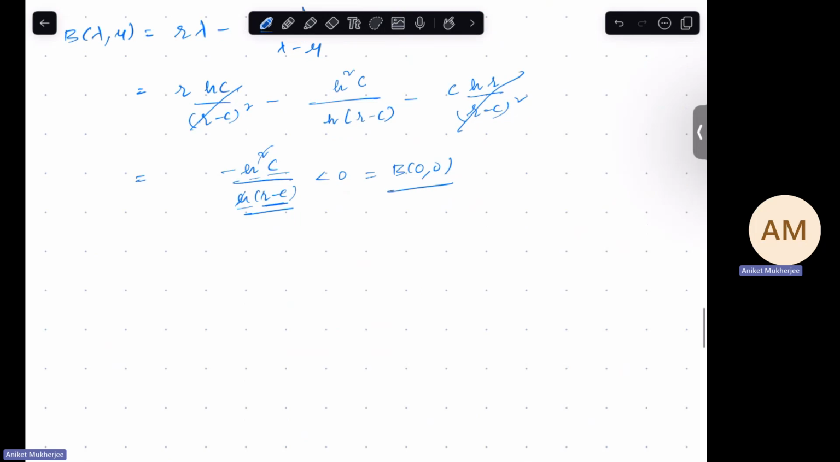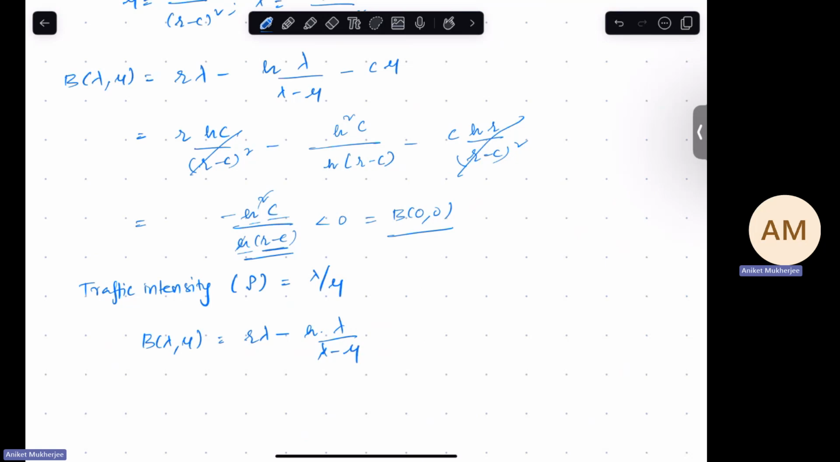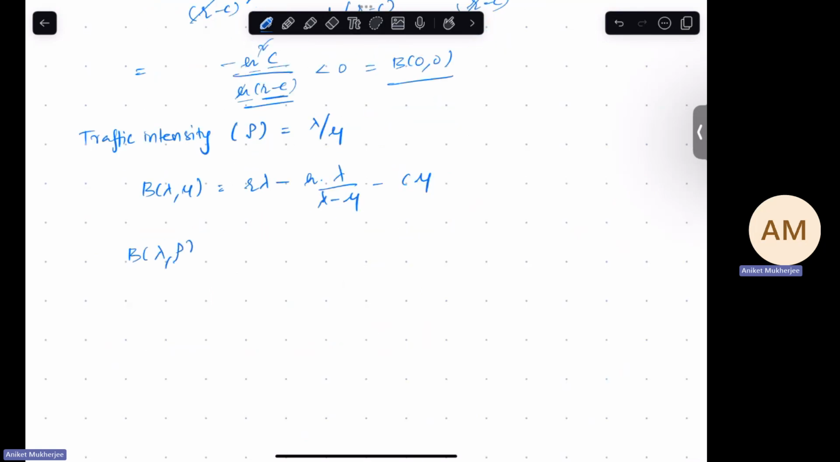And to see how much better we can do, we'll examine the problem from a slightly different perspective, right? So in one of the last classes, we introduced the term traffic intensity. So traffic intensity is rho, which is equal to lambda by mu, right? And now we'll rewrite B of lambda comma mu, which is R lambda minus H lambda by (mu minus lambda) minus C mu, in terms of lambda and rho. So this is R lambda minus H rho by (1 minus rho) minus C into lambda by rho. Okay, so here we have the constraint that 0 less than or equal to lambda less than mu. Here we'll have the constraint rho greater than C by R, and also the constraint that C is less than R. So C by R less than rho less than 1, right?